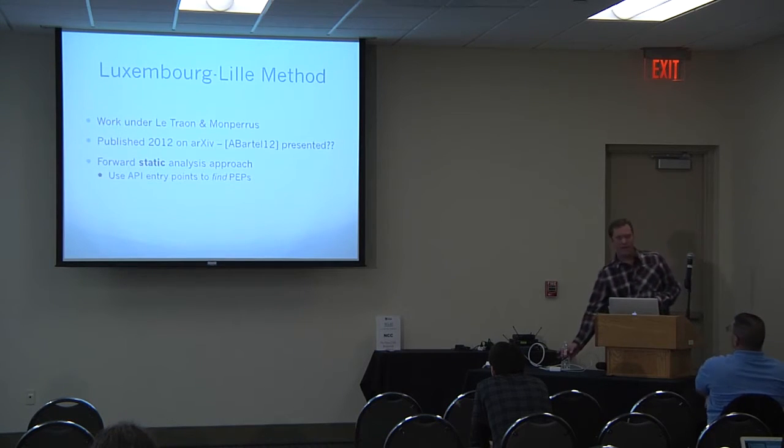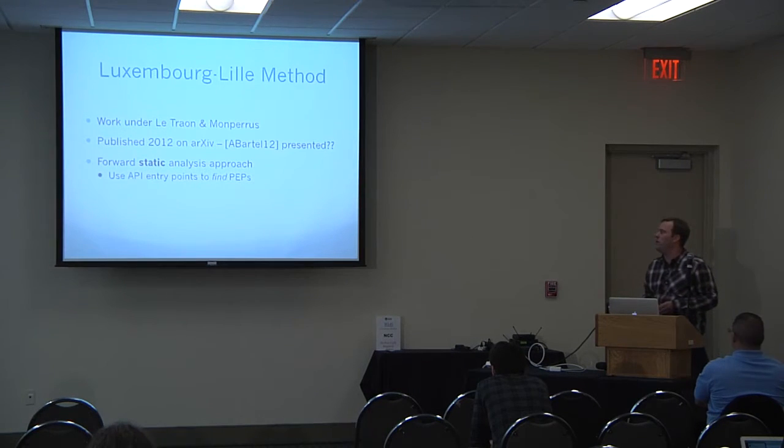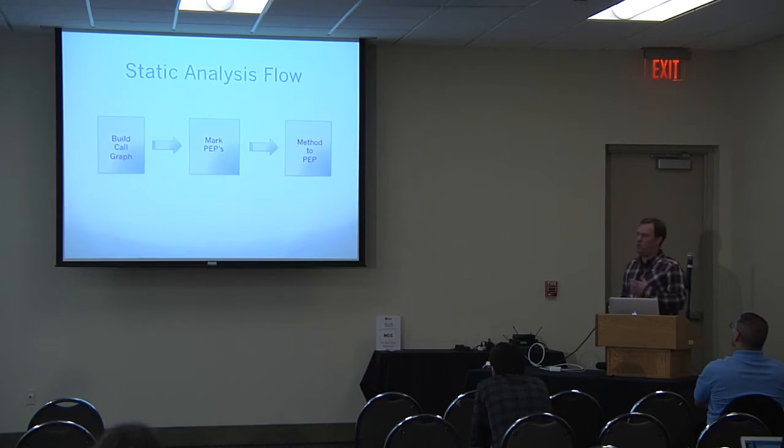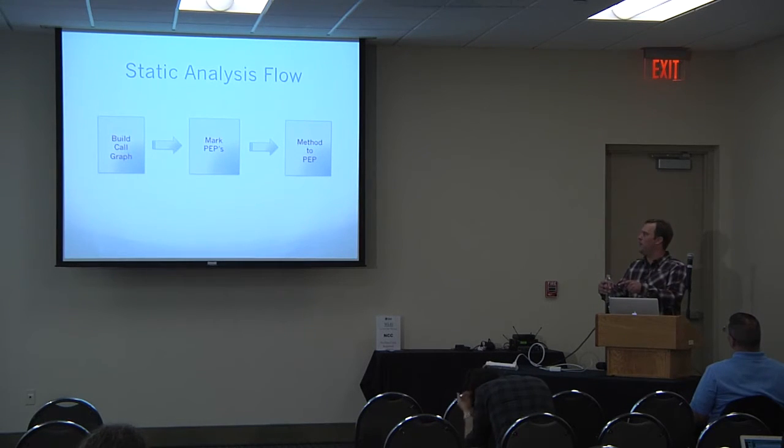Departing from dynamic analysis, you have the University of Luxembourg and Lille, who did their work under Leitron and Montperu. This was published on Archive, but I'm not really sure if it was discussed anywhere publicly. They use a forward static analysis approach. Basically, what they do is they say, we're going to build a call graph of the Android.jar, and we're going to attempt to go from all the method calls and try to find the permission enforcement points. And if they find a permission enforcement point from a method call, well, they know that that API method requires that permission.